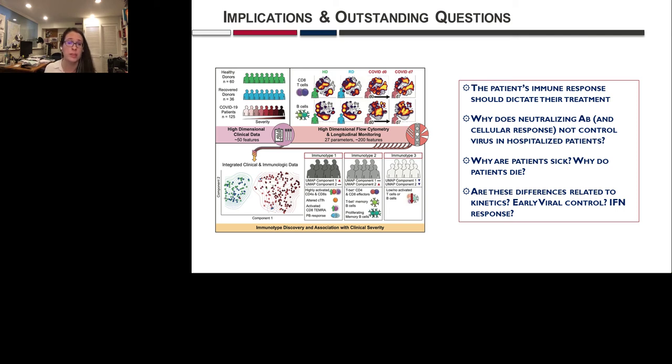So it's possible that the patients that end up getting very sick and requiring hospitalization are patients that, when infected with SARS-CoV-2, fail to control the virus spread early. And then it basically turns into a runaway train. But understanding the kinetics of this response in different donors is going to be really important.